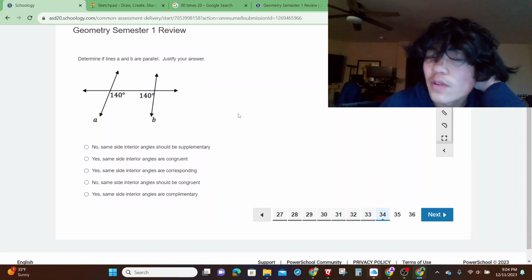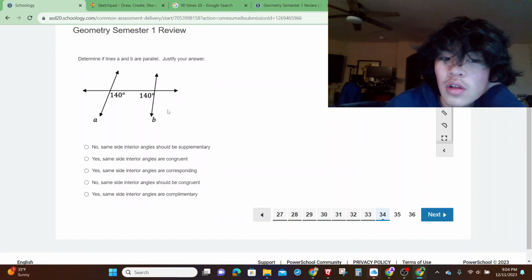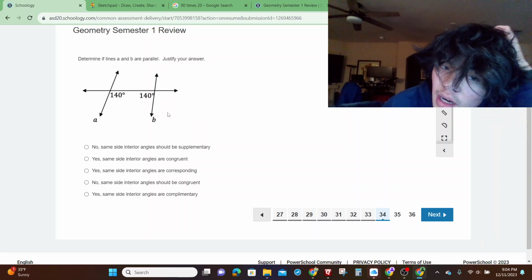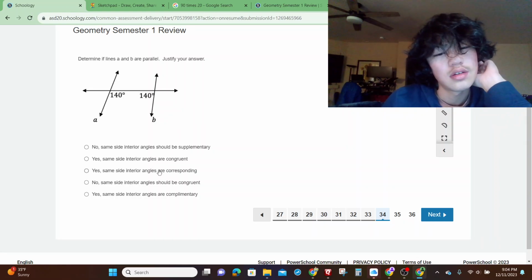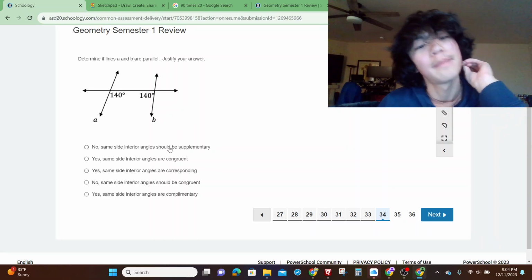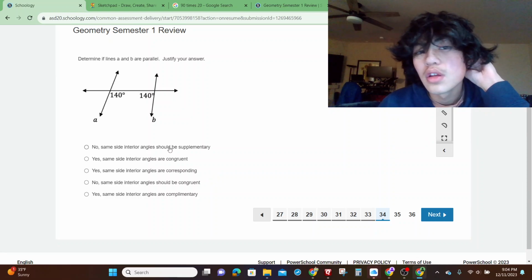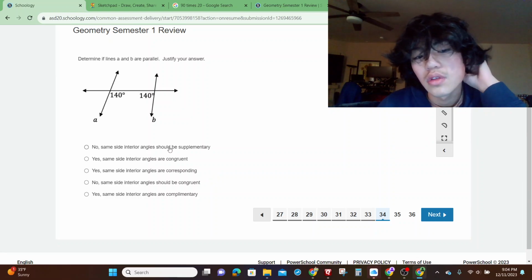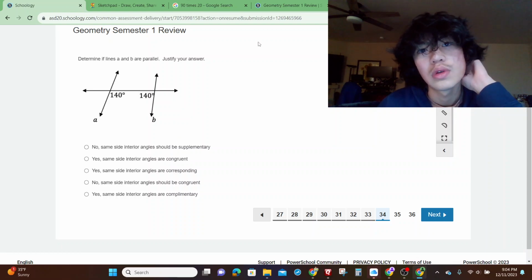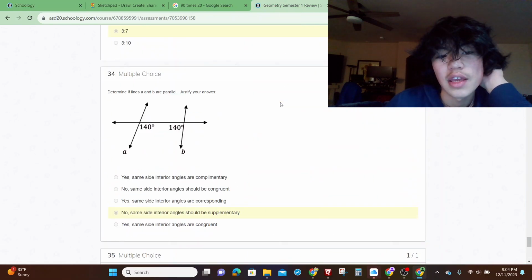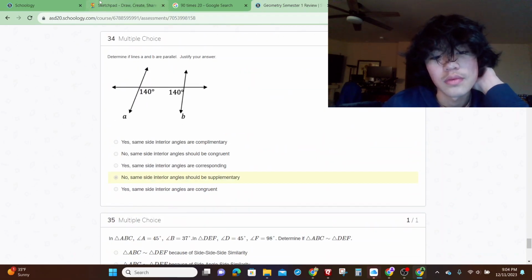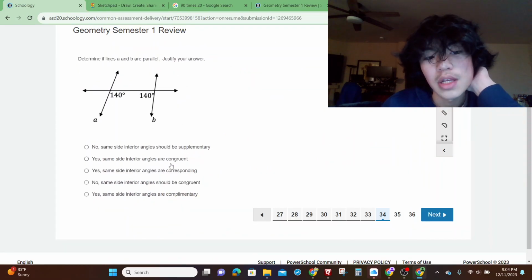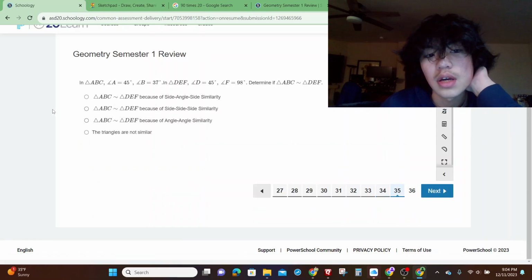And if lines A and B are parallel, no, they're not parallel because they should be supplementary. Wait. Should be congruent. Let's take a look. Yep, they should be supplementary, but they're not. So they're not congruent.